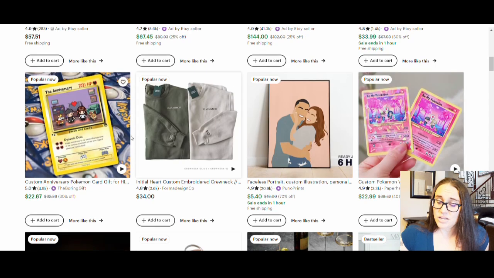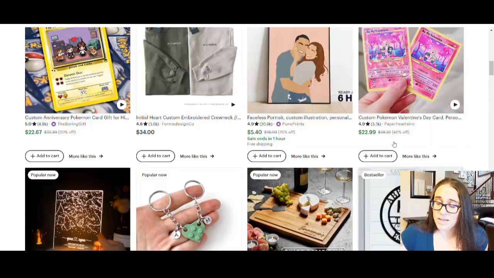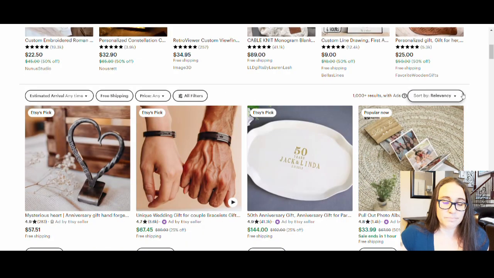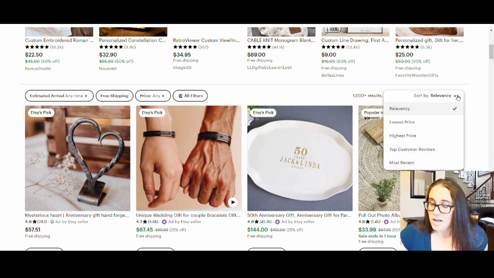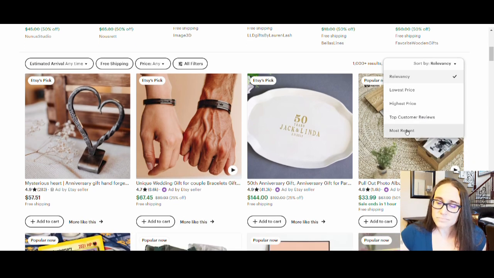Now, initially, you can see the search is sorted by relevancy, and there are a lot of results. It says 1,000 plus, which is probably gazillions. So let's take that sort by relevancy, and what we can do is change it. Usually, let's see, can I get most recent? Yeah, so you can sort by most recent.